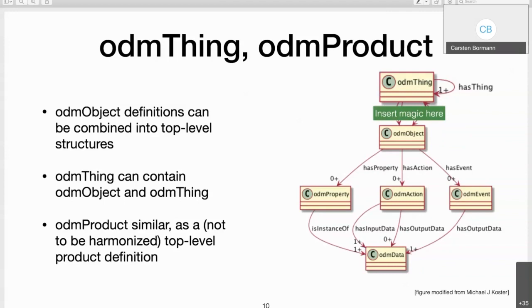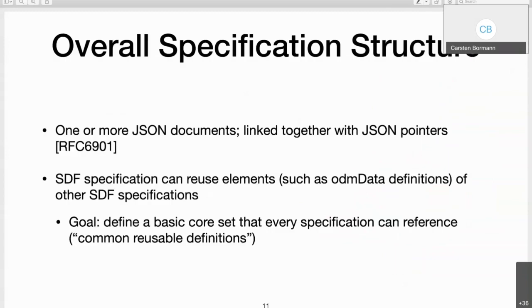And the way these objects are put together into a thing is currently still being discussed. But the point here is that we can build up a little library of objects that we can actually use to build things. And then in turn, ODM products are combinations of things that are not harmonized, but that describe the specific products. You can find out what SDF definitions govern the workings of that product.